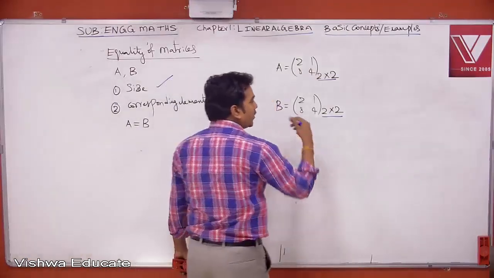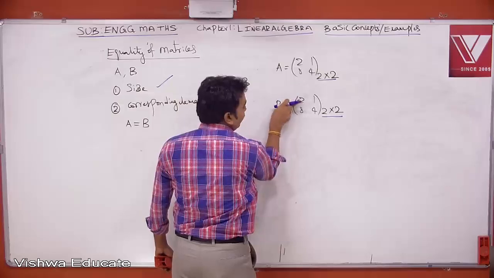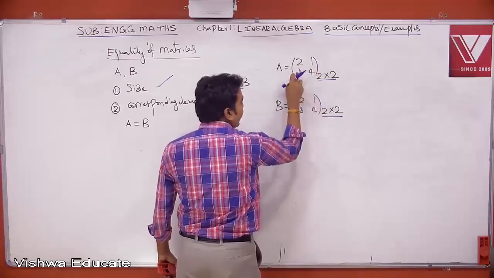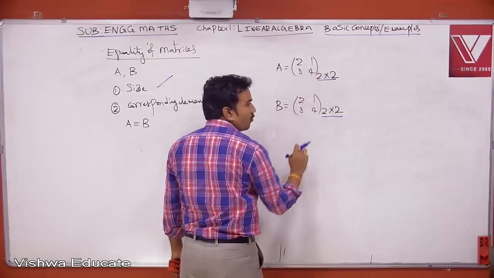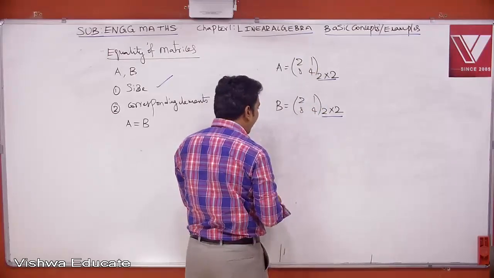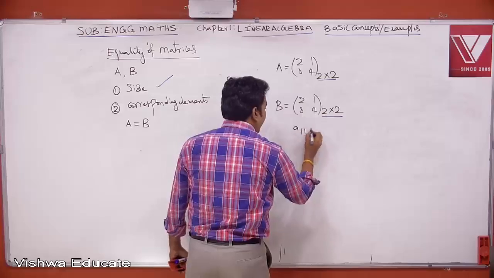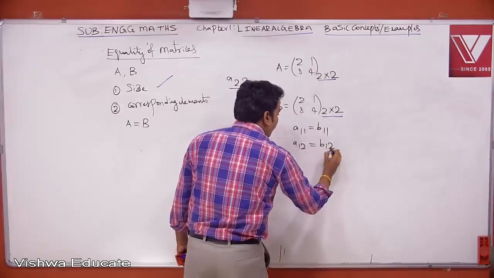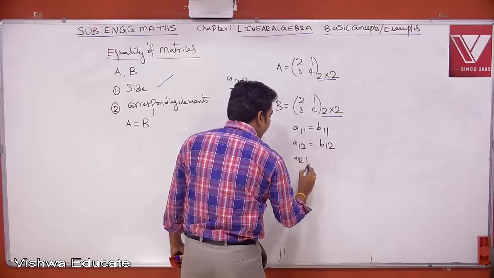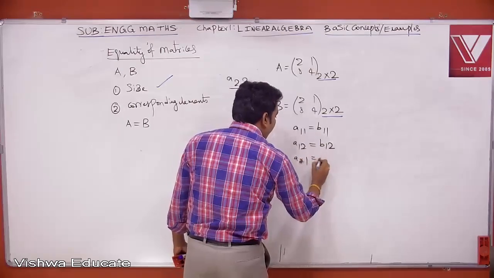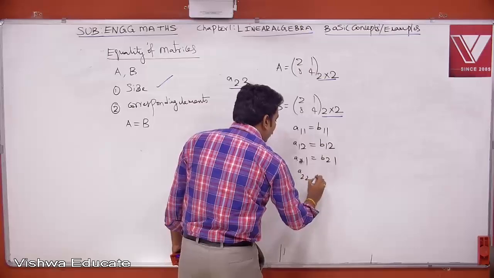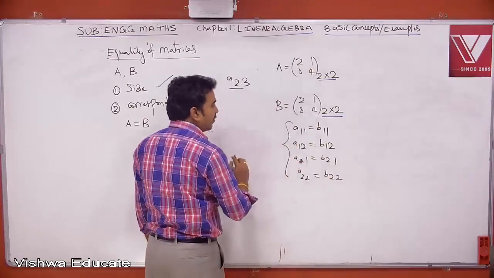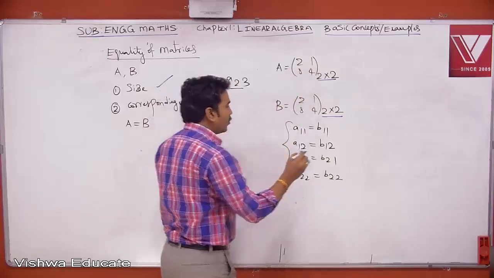Now corresponding position-wise elements: first element in the first row, second element in the first row. 1 is matching with 1, 8 is matching with 8, 4 is matching with 4. Therefore I can say that A11 equals B11 and A12 equals B12, A21 equals B21 and A22 equals B22. So this is the meaning of corresponding elements being equal. Therefore in this case A is equal to B.